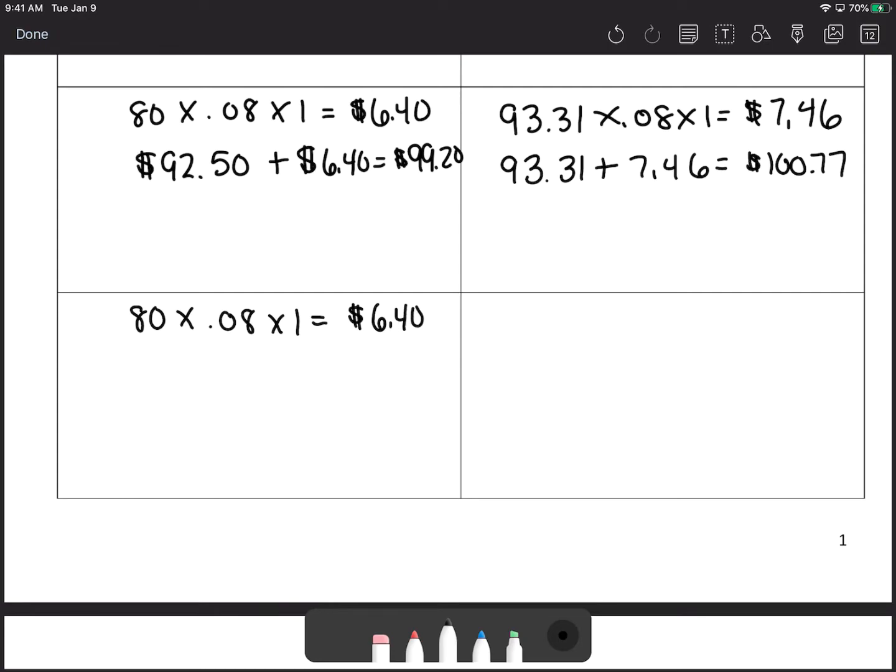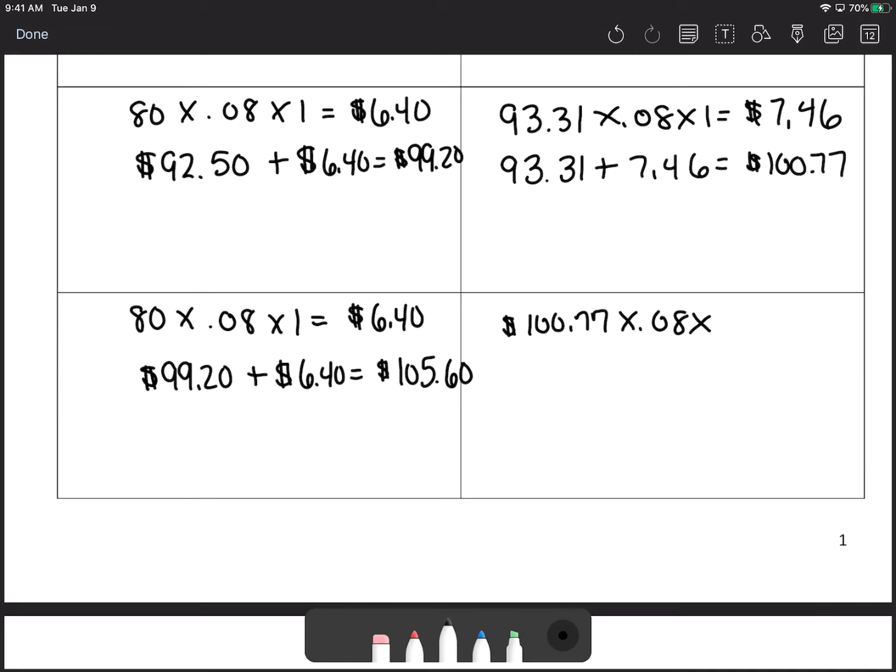So my interest is going to be $6.40 again. So I'm going to take my previous balance of $99.20 and add my $6.40, and that's going to give me $105.60. Now for the compound interest, I'm going to take my previous balance, which is $100.77, and multiply it by 0.08 times 1. And my interest for the fourth year would be $8.06. So then I'm going to add that to my previous balance.